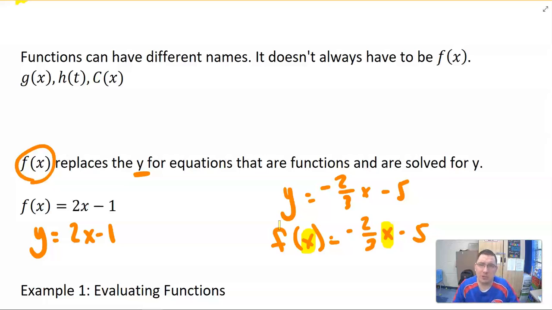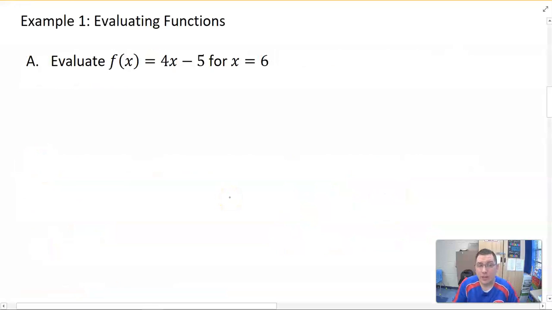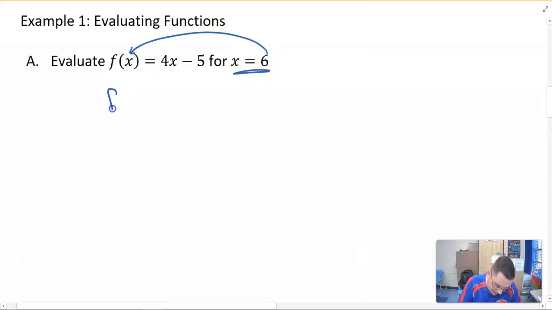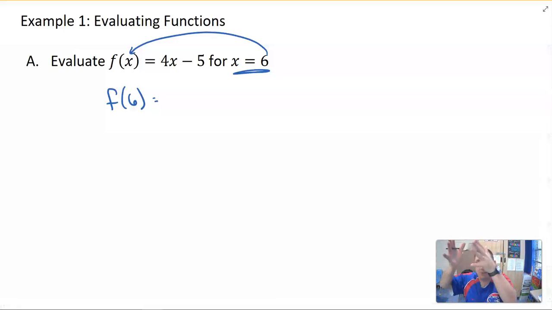Let's look at a couple of examples of how we evaluate functions. In example 1, we're going to look at f of x is equal to 4x minus 5, and we want to evaluate it when x is equal to 6. When we see this, we're going to put that 6 in for the x, so we're going to say f of 6. Now, you're never going to touch that number 6 again. You're going to leave f of 6 at the front of the problem the entire way.